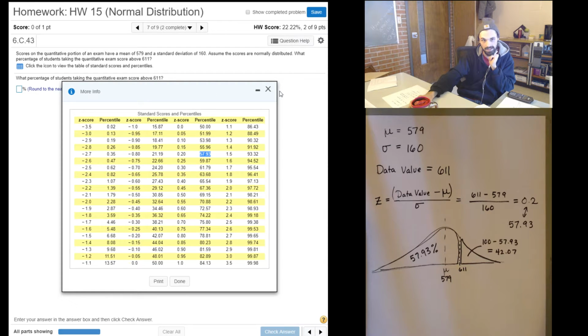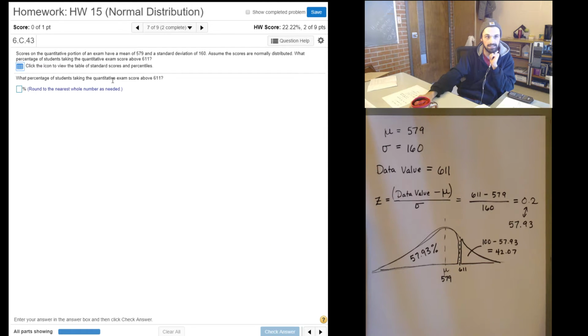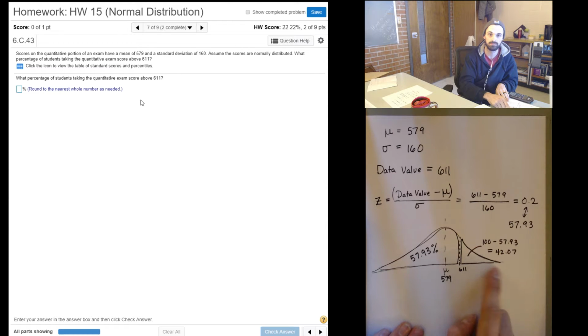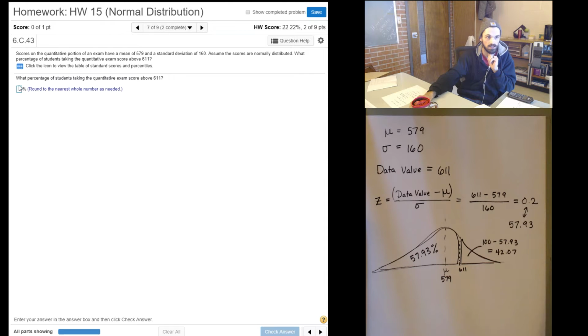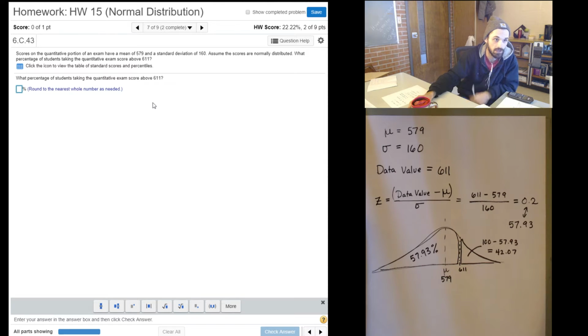But recognize what we're asked. We are asked what percentage of students taking the quantitative exam scored above a 611. Well, to be above the 611 means you have to fall within this portion of your curve. This portion of your curve is just over 42% of your curve. So that would say 42% of students did better than a 611, but 57.9% of students did worse than a 611. So, to answer the question, what percentage of students taking the quantitative exam scored above a 611? Round to the nearest whole number as needed. That's going to be 42.